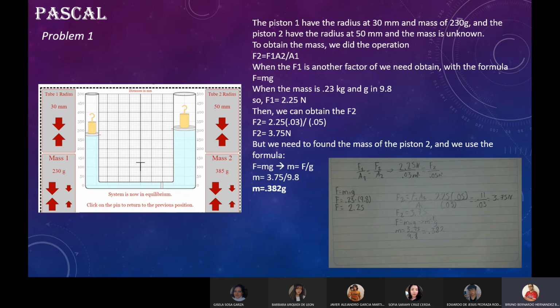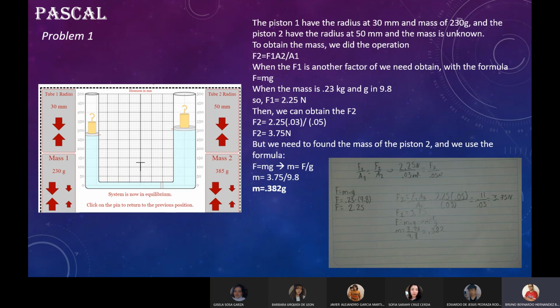0.33 kilograms and the gravity is 9.8. So force 1 is equal to 3.25 newtons. Then we can obtain the force 2. Force 2 equal to 3.25 times 0.05 divided by 0.03. And force 2 is equal to 5.75 newtons.